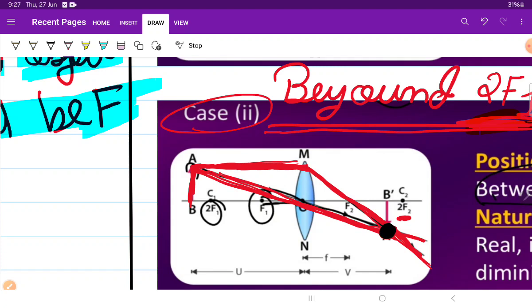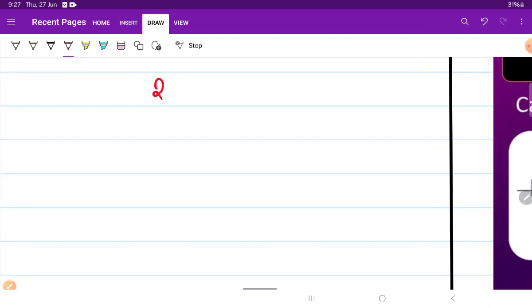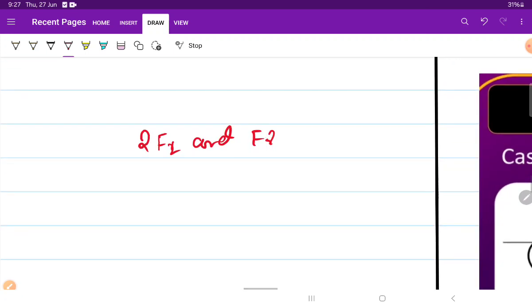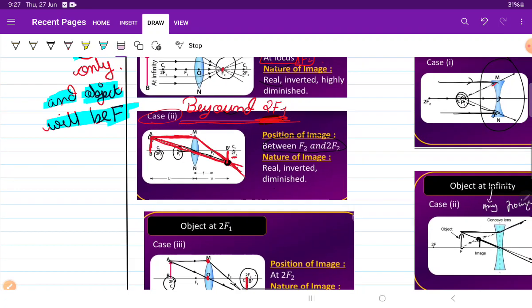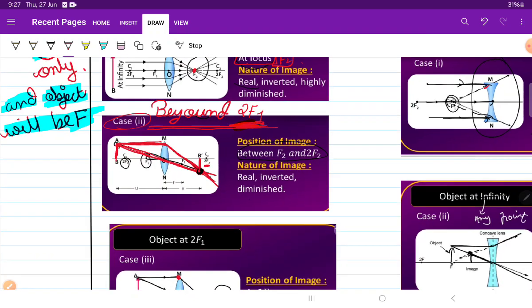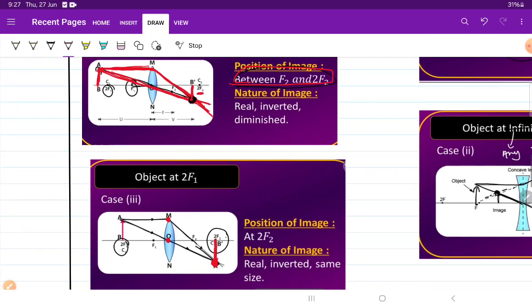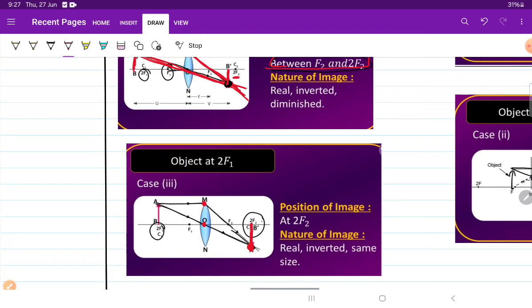So the image will form between 2f2 and f2. Between 2f2 and f2. Here is the second case.